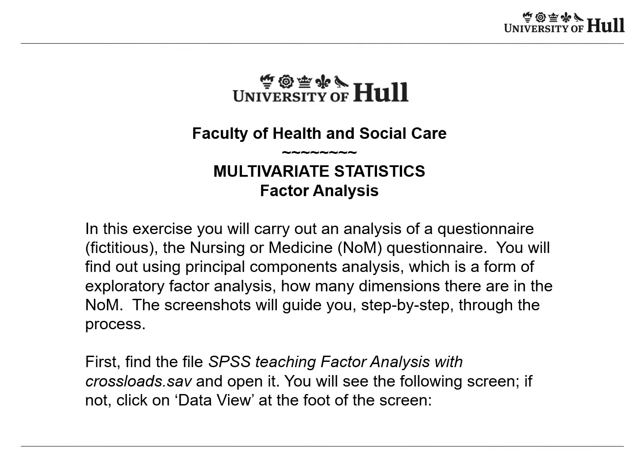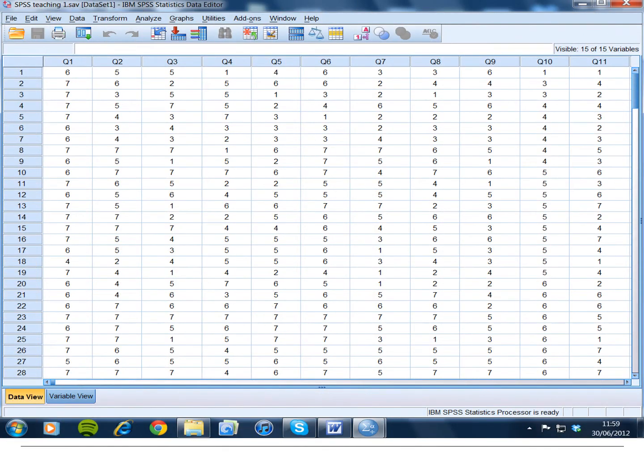First, find the file SPSS Teaching Factor Analysis with Crossloads.sav and open it. You will see the following screen. If not, click on Data View at the foot of the screen. In this view, you see the participants down the left and the items or the questions along the top.